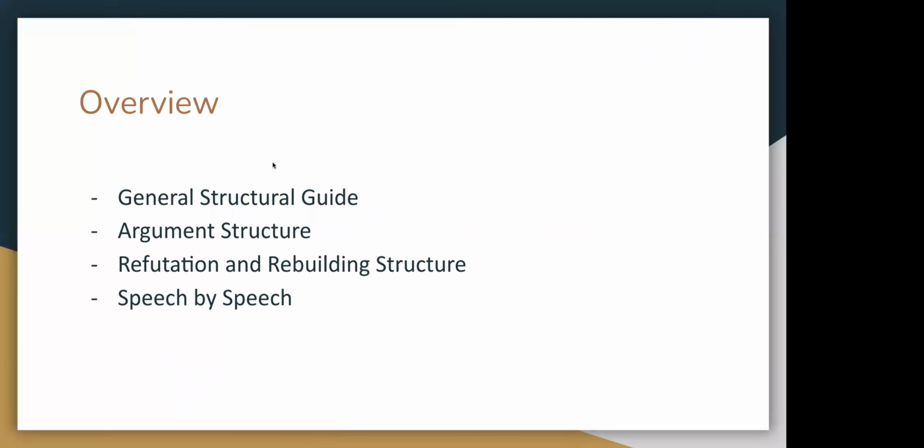So just a general overview of what we're going to talk about today. One is a general structural guide of debate overall, like the speech in and of itself. Then I'll be talking about the structure of an argument when you're making constructive arguments. Some of this might be repetitive, but I think it's important that we get it established. Then we'll be going over the structure of refutation and rebuilding and ways in which you can organize that to make it much more efficient. And lastly, I'll be going speech by speech in British parliamentary format and pointing out how each speech is supposed to be structured generally, but then also talk about some exceptions to those rules as well.